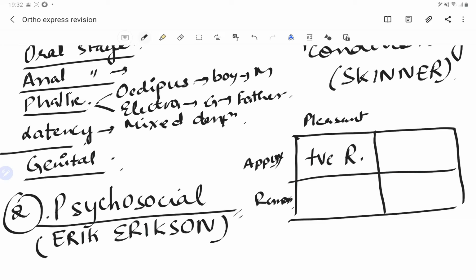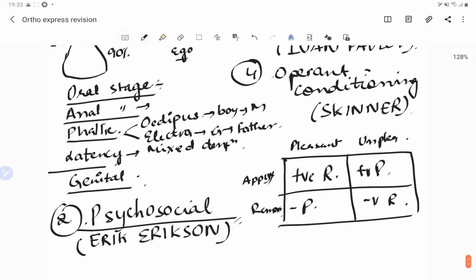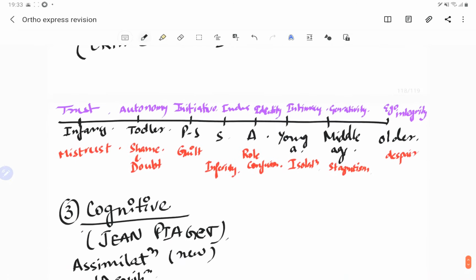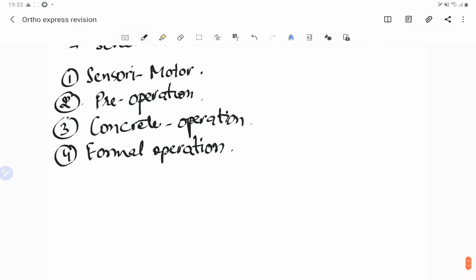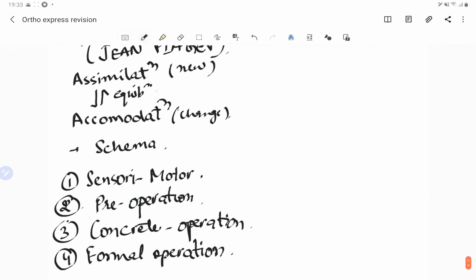If we apply an unpleasant stimulus, then there is a positive punishment. If we remove the pleasant stimulus, then this is negative punishment. If we remove the unpleasant, that is negative reinforcement. So this is the operant conditioning theory given by Skinner. So this finishes the theories of child psychology.